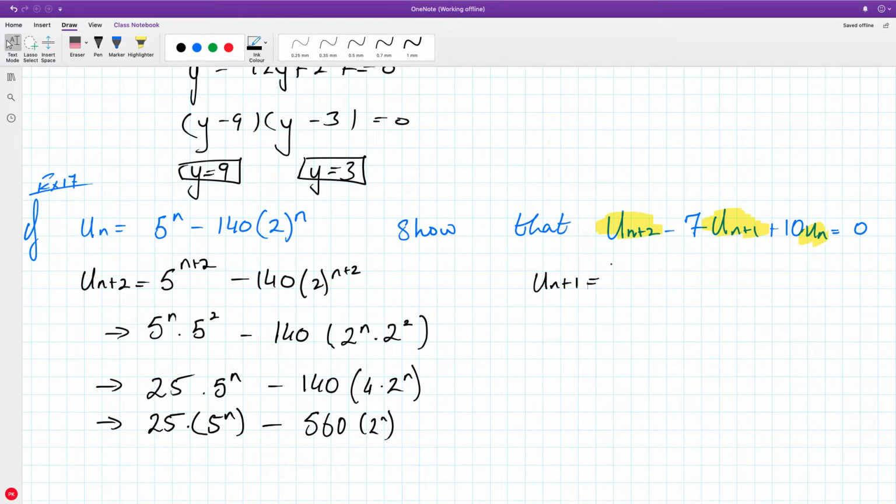Because in our equation, we have un plus 2, un plus 1, and un. That's your equation for n plus 2. So this is un plus 2, the final. That's what we're going to sub in when we simplify. We're going to sub it in up here. That's what we're starting with. They told us un is 5 to the power of n minus 140 times 2 to the power of n. So I want you to figure out literally what un plus 1 is.